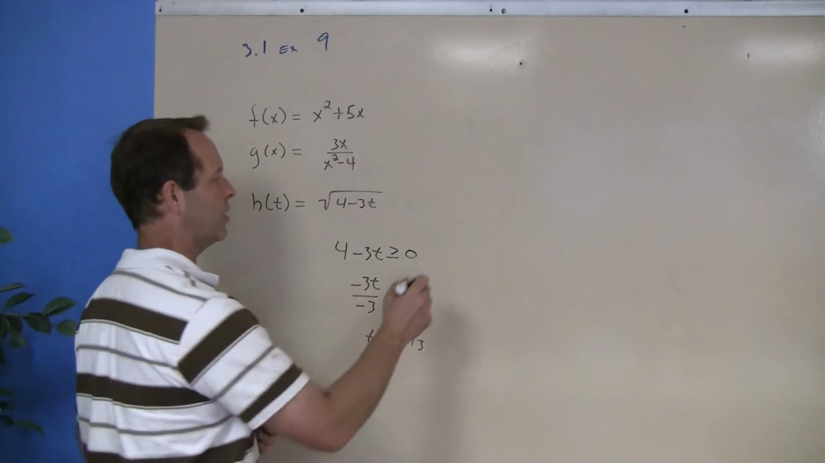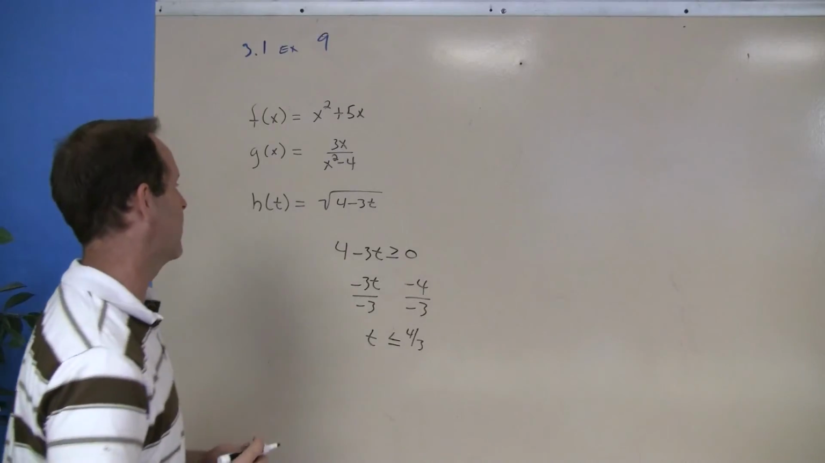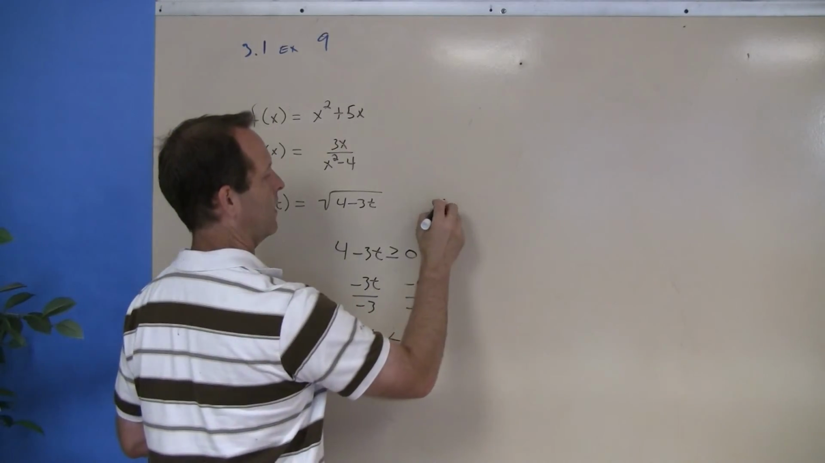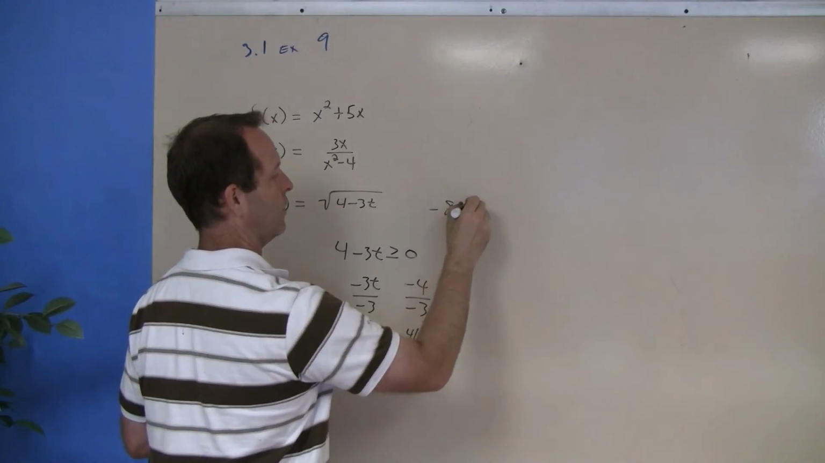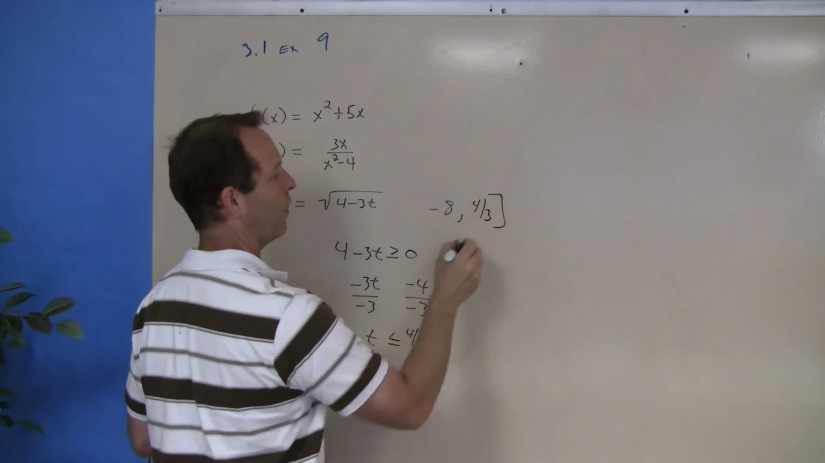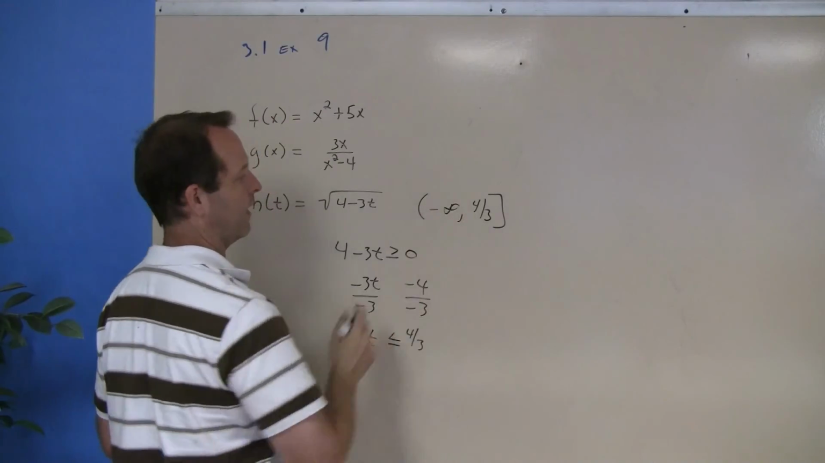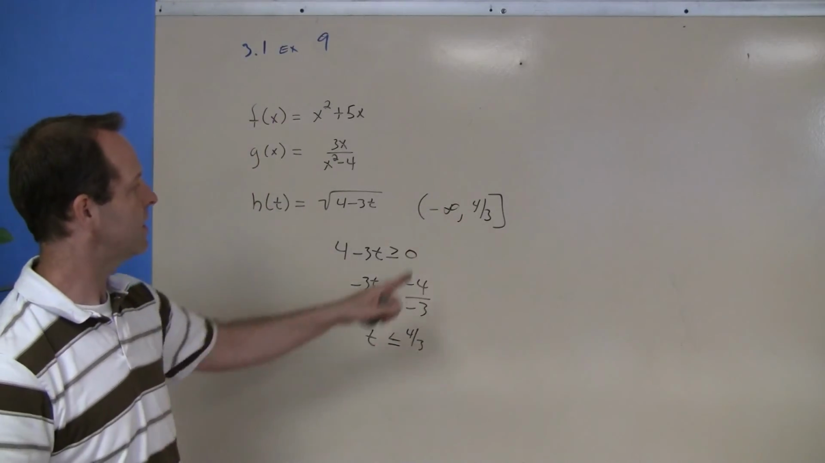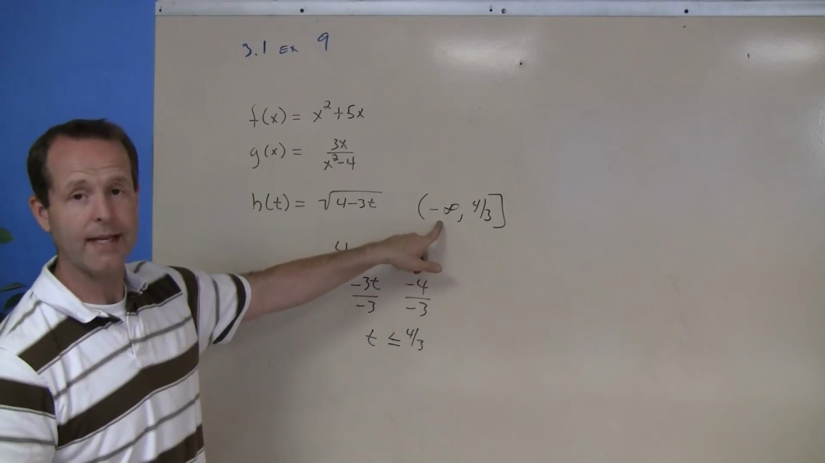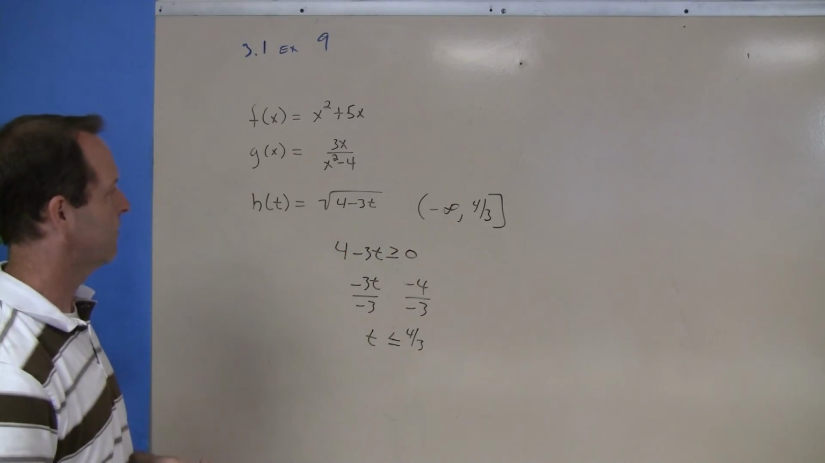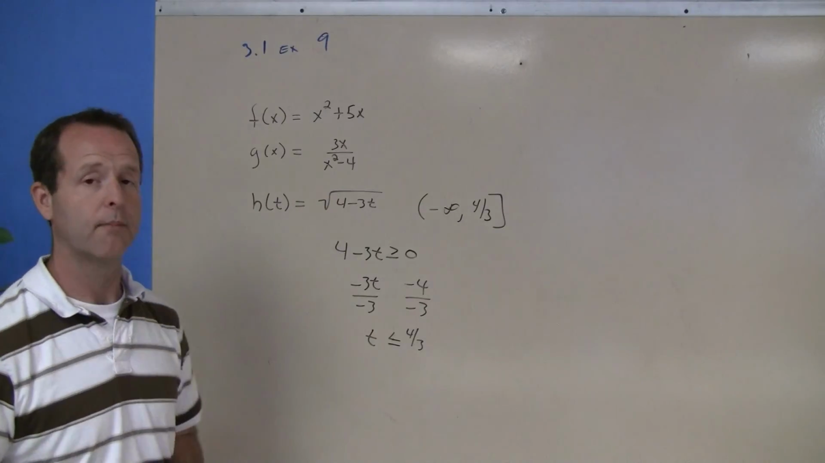In interval notation, I could write that as negative infinity to 4/3. 4/3 does work. So the interval notation set is for all values. My domain consists of all values from negative infinity to 4/3. Any number greater than 4/3, the problem crashes.